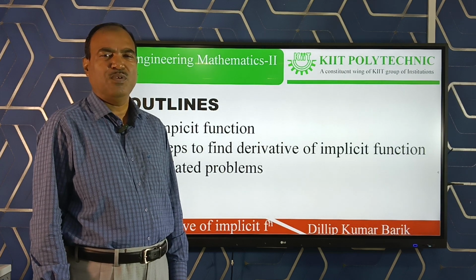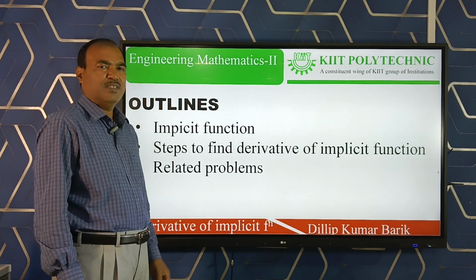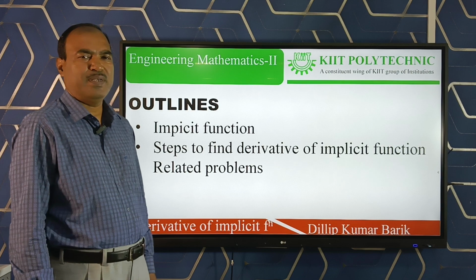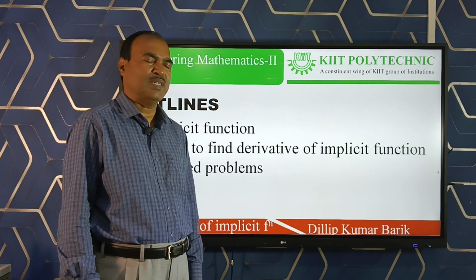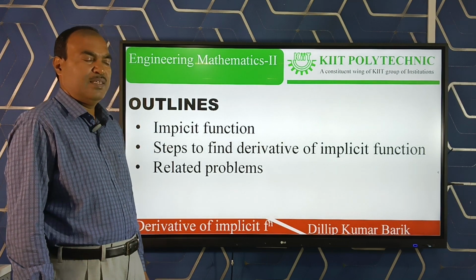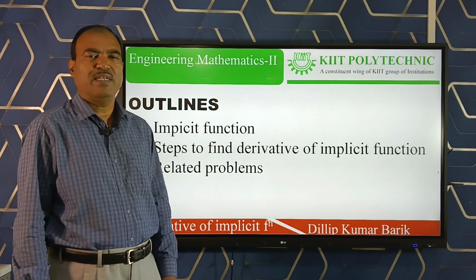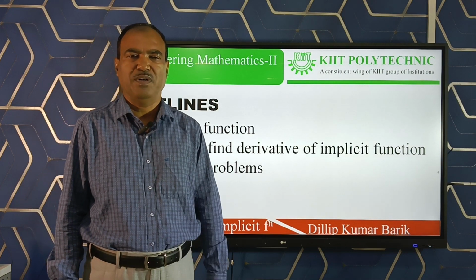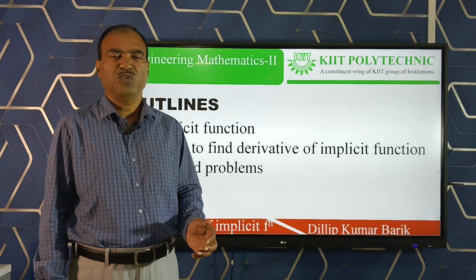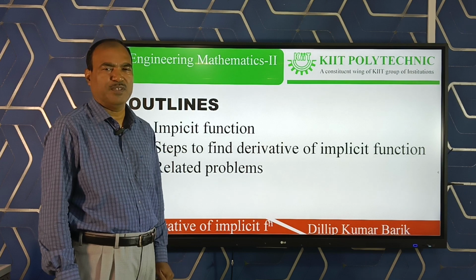One is the dependent variable, the other is the independent variable. Dependent variable means, suppose I write y is equal to x square: y is dependent, x is independent. Or y is equal to sin x: y is dependent, x is also independent. Similarly, when in a function both the dependent variable and the independent variable are in a combined form, that means y and x are in a combined form so that we cannot separate them easily, it is called an implicit function.